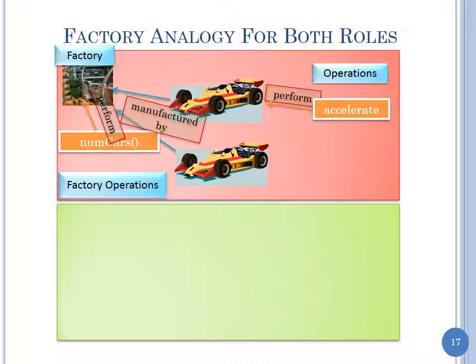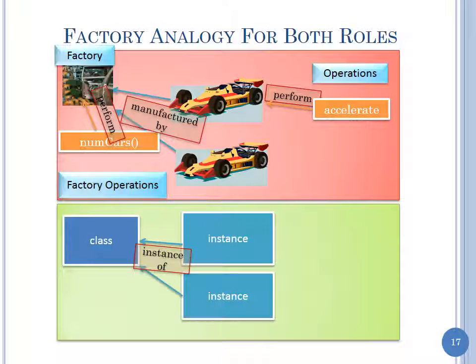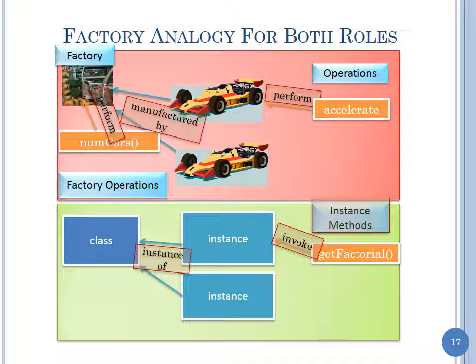So the num cars operation corresponds to a method in a class, which would be a static method. So the factory must correspond to a class. And the things manufactured by a factory would correspond to objects. They all have the same behavior, the same operations. The difference is that one car might have more mileage than another car, so their instance variables may change. But the set of operations they have are the same. Their behavior is defined by the class. So a class has instances on which you can invoke operations.